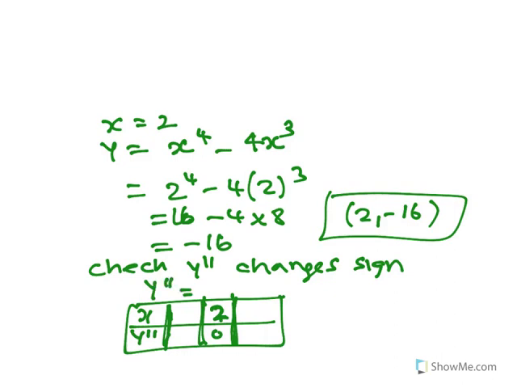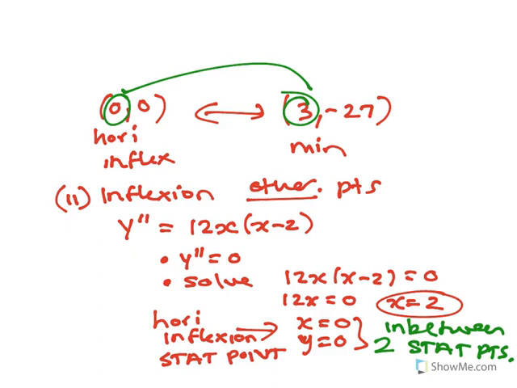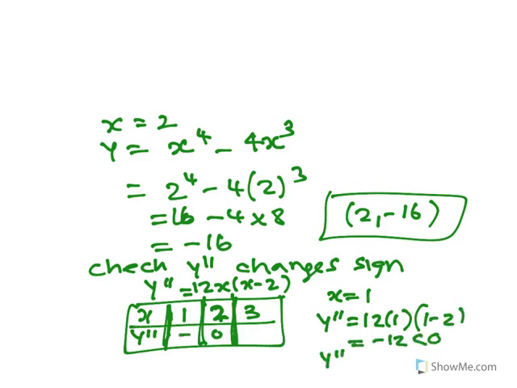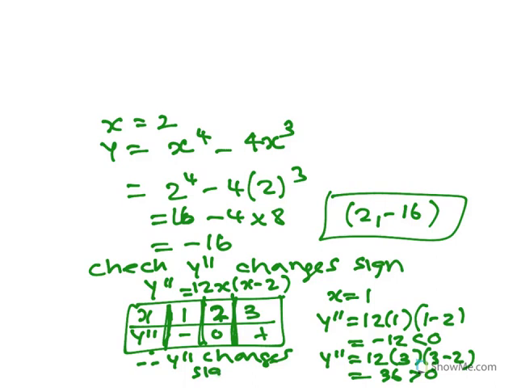So always put what you're subbing it into on top. If we look back, y double dash was 12x(x - 2). If you go either side of that point, if you put in x equals 1, y double dash is 12 times 1 times (1 minus 2), which is minus 12, which is negative. And for x equals 3, y double dash is 12 times 3 times (3 minus 2), so that's 36, which is positive. So therefore y double dash changes sign, therefore it will be an inflection. And just notice it goes from negative, which is concave down, to positive, which is concave up.